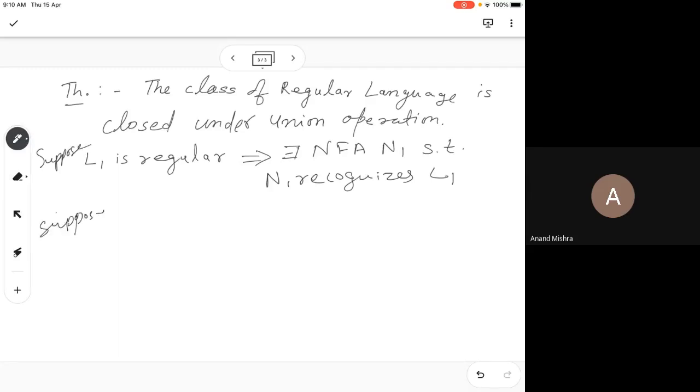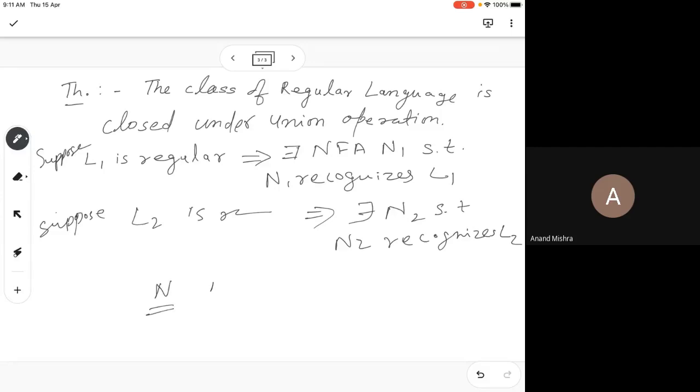Similarly, suppose L2 is regular, then that implies there exists an NFA N2 such that N2 recognizes L2. Now, what we need to prove is we need to come up with another NFA, which recognizes, let's call it N. So we need to come up with N, which recognizes L1 union L2, and then we are done. So how do we do that?